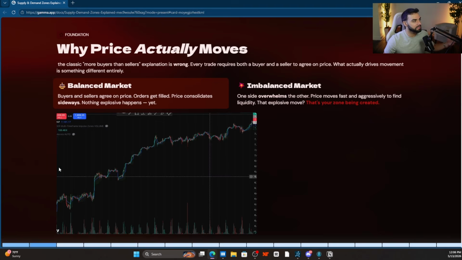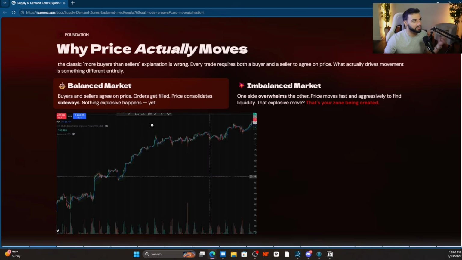So a balanced market is where buyers and sellers agree on price, orders get filled, price consolidates sideways, and nothing explosive happens yet. Then we have an imbalanced market. When one side overwhelms the other, price moves fast and aggressively to find liquidity, and that's the explosive move. We use these in combination, going from balance to imbalance, to draw our levels and find exactly where to place our trades.